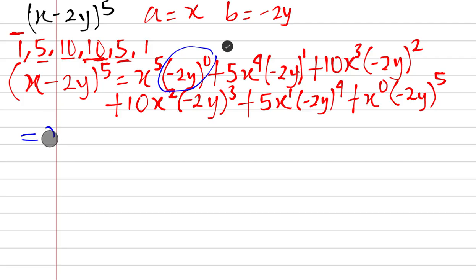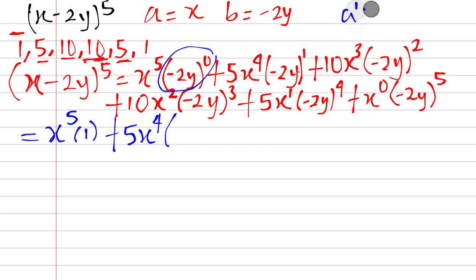So this will become s raised to power what? Power 5 into 1, plus the next thing is what? 5s raised to power what? Power 4 into bracket minus 2y raised to power 1 will give you minus 2y. Indices says anything raised to power 1, a raised to power 1 is what? Is a. Are you seeing that now? So minus 2y raised to power 1 will give you minus 2y. Are you seeing that now?